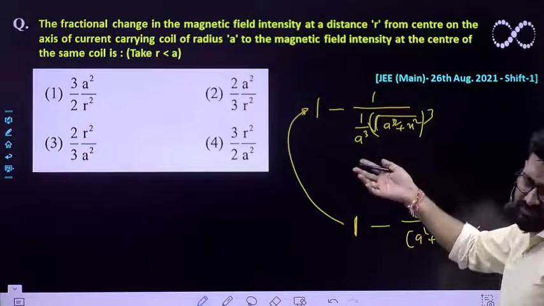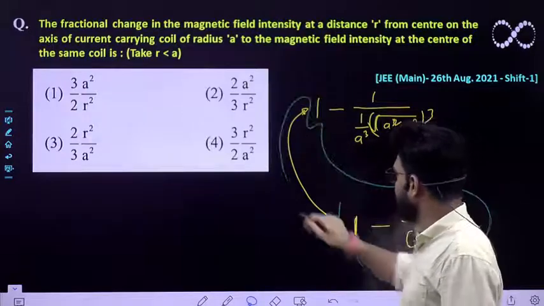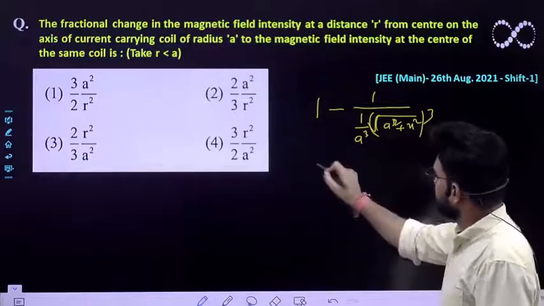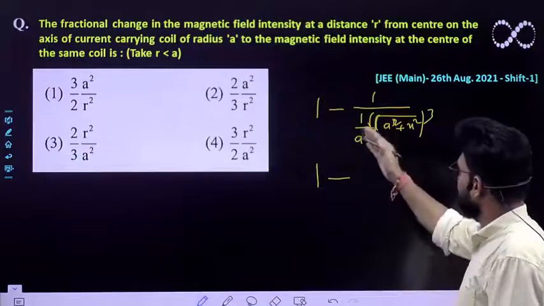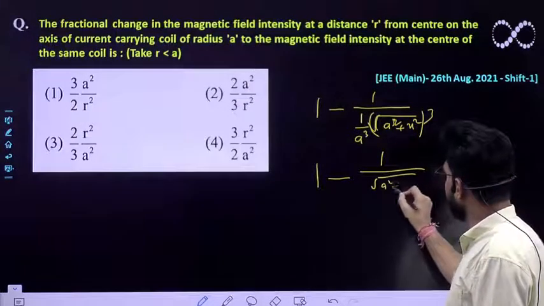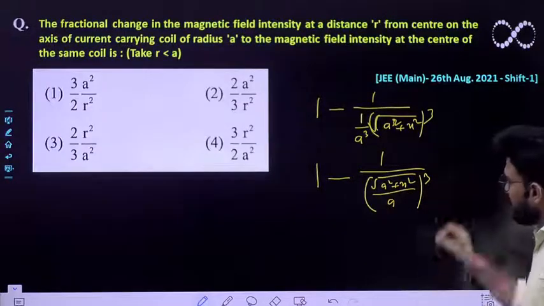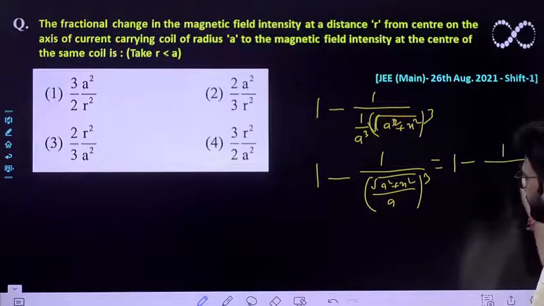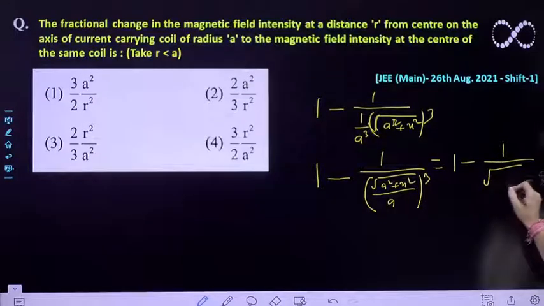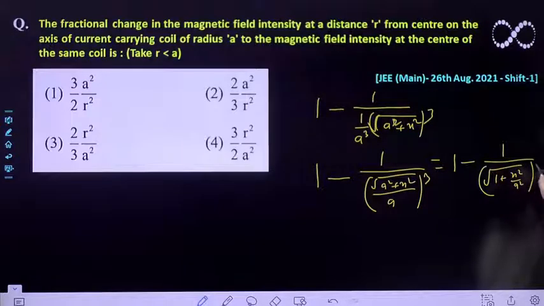Okay, because root is nothing but power 1 upon 2. So again we'll be solving it. This expression is somewhat long, so you have to take care of the expressions. So it would be 1 minus, again if it goes inside, it would be equivalent to 1 upon root of a square plus x square, power a whole cube. Again it would be equivalent to 1 minus 1 upon, if a goes inside, what you'll be getting is root of 1 plus x square by a square, power whole cube.